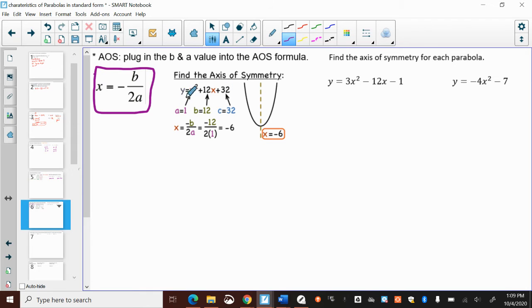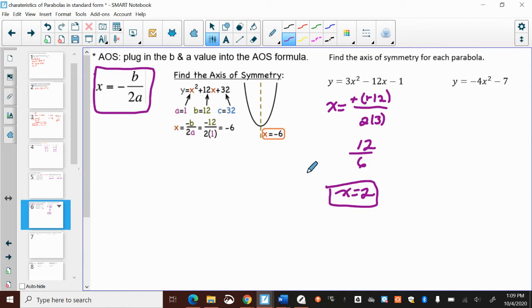Here's an example. Here was the equation telling us a is 1, b is 12, c is 32. Applying the formula minus b over 2a, we find that x is equal to 6, and that's creating the axis of symmetry. All right, so let's try this one here. X is equal to minus b, so it's going to be minus negative 12 over 2 times 3. A negative times a negative is a positive, so this winds up being 12 over 6. And x is equal to 2. So there's the equation for our axis of symmetry.